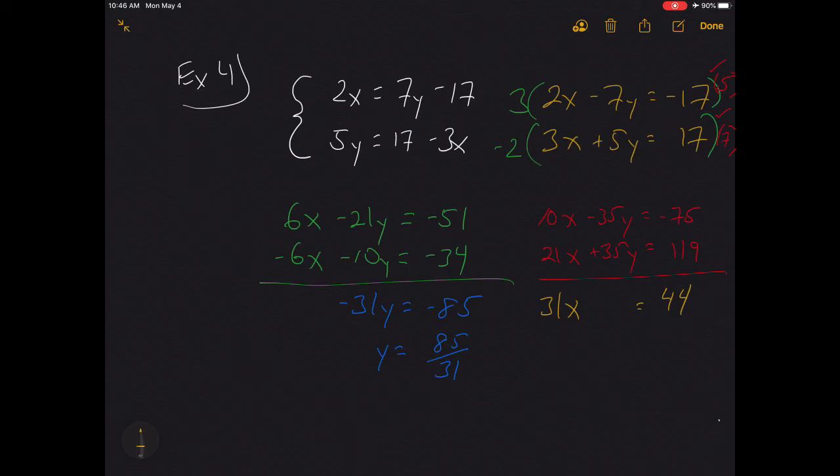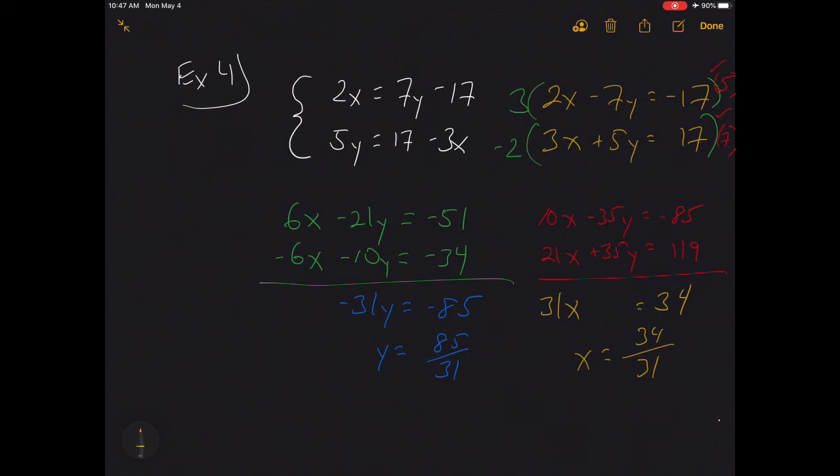Nope, I know what's wrong. It's not this. I was wrong in the multiplication here. That's not 75. That should be negative 85. Oops. Negative 85. Right, that's correct. Negative 85, which actually makes this 34. Yes, that is correct. So now if I divide both sides by 31, I would get 34 over 31.